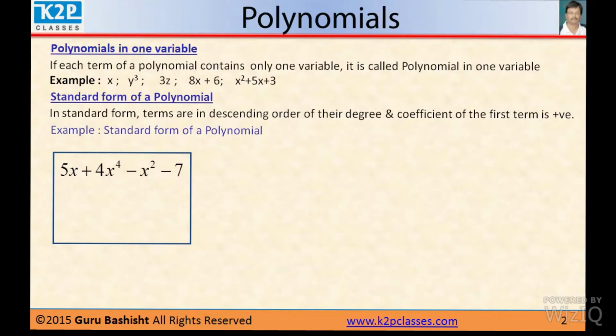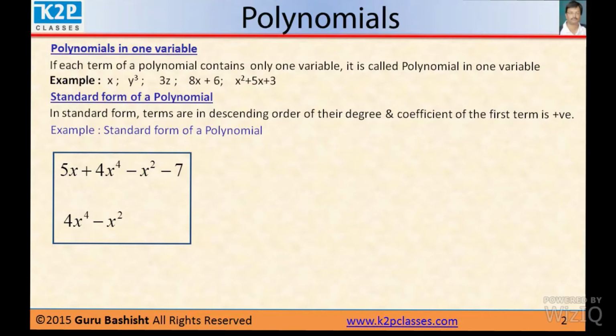Let us rearrange it. We are writing 4x to the power 4 first, because this term has the highest degree. And what is degree? Degree is the sum of powers of all the variables. So here it is 4. Since it is a polynomial in one variable, only x is here. What is the second one?